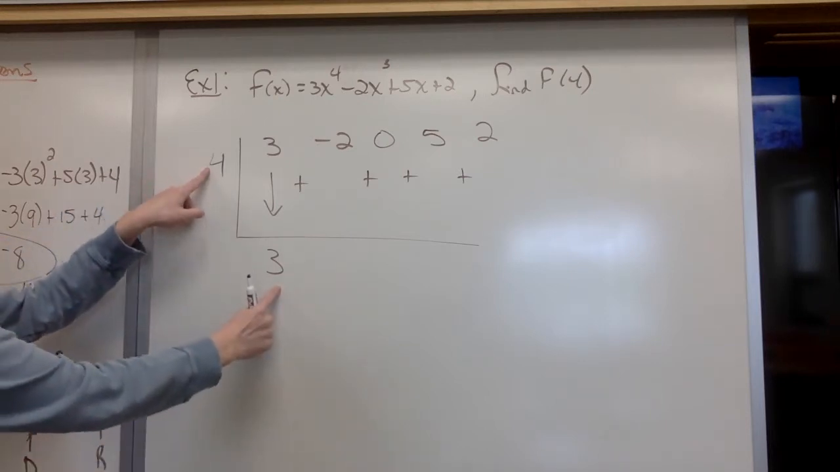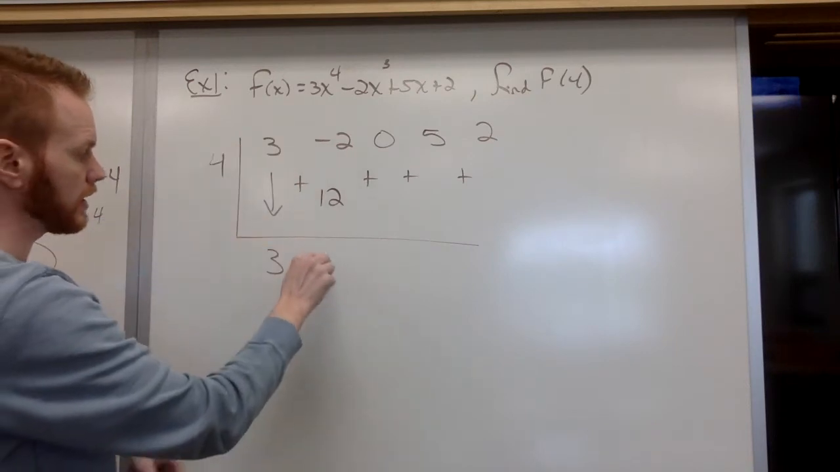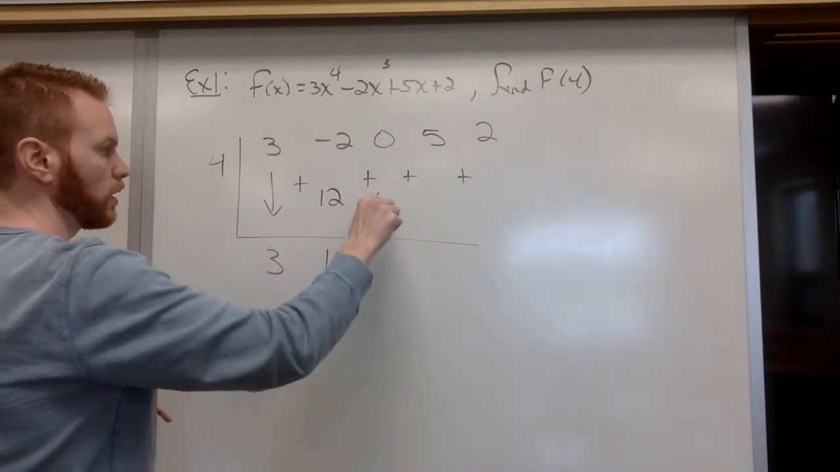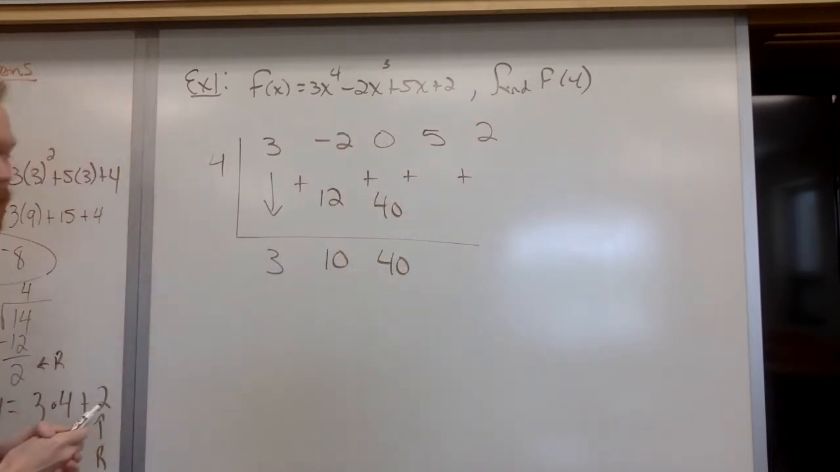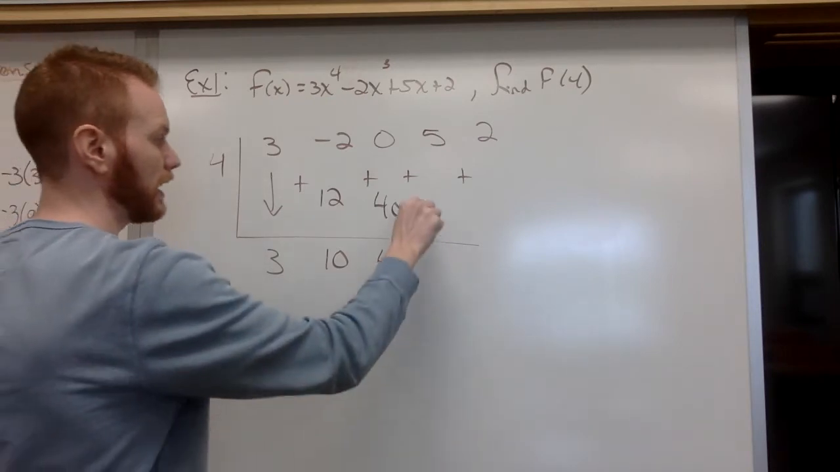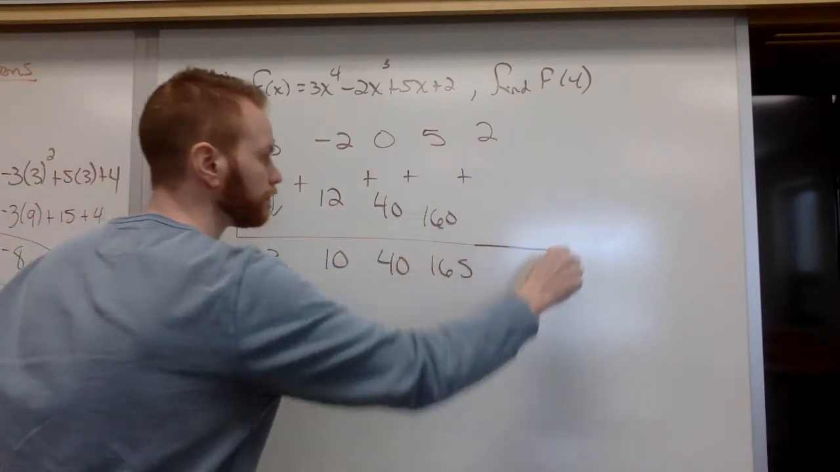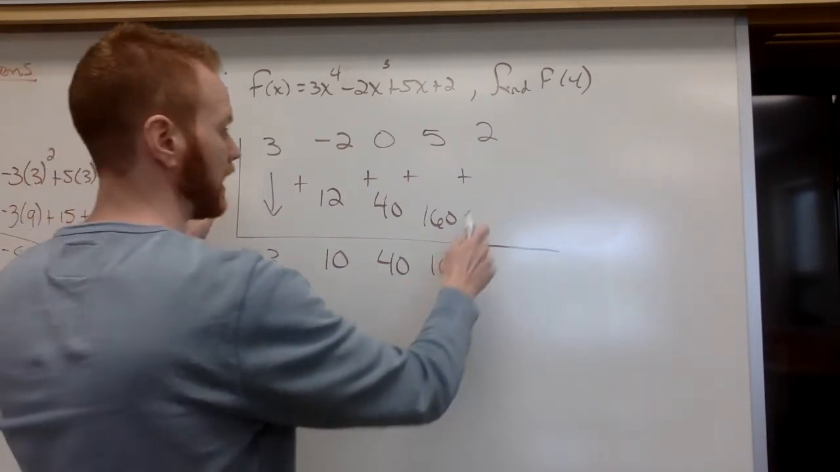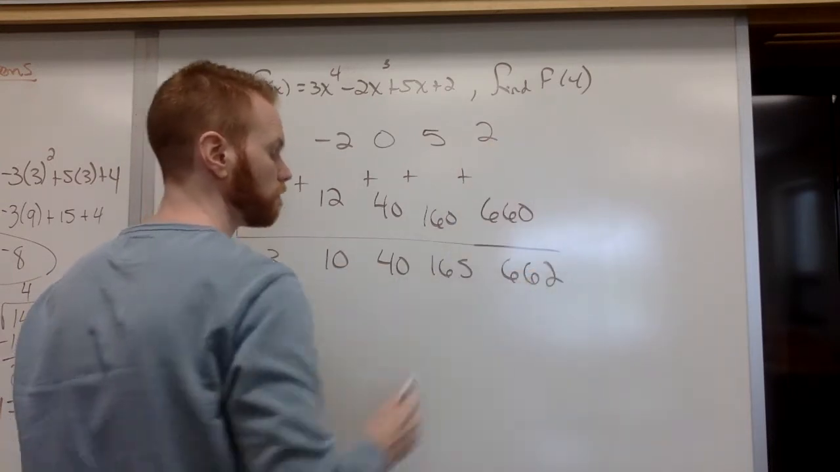So 4 times 3 is going to be 12. Add these up, I get 10. Multiply, I get 40. Add up, I get 40. Oh, this is going to be fun. Multiply, I get 160. Add, I get 165. And then for the last step, multiply, I get 660. Add, I get 662. Okay?